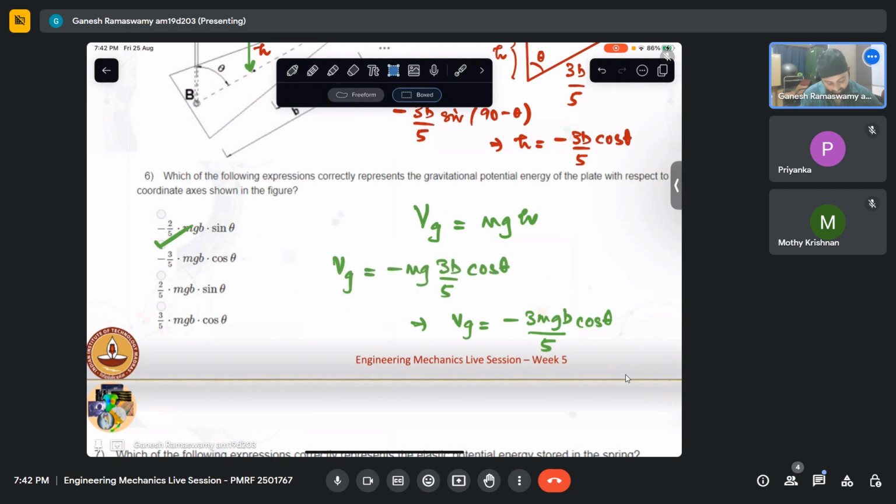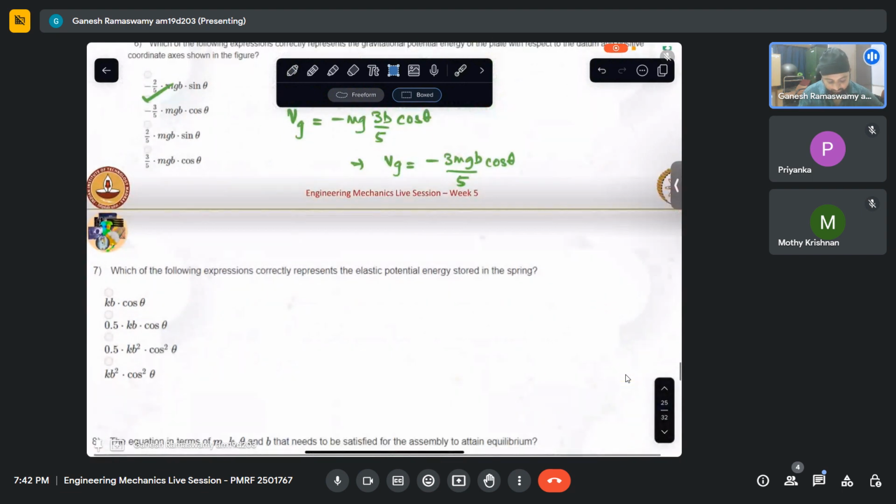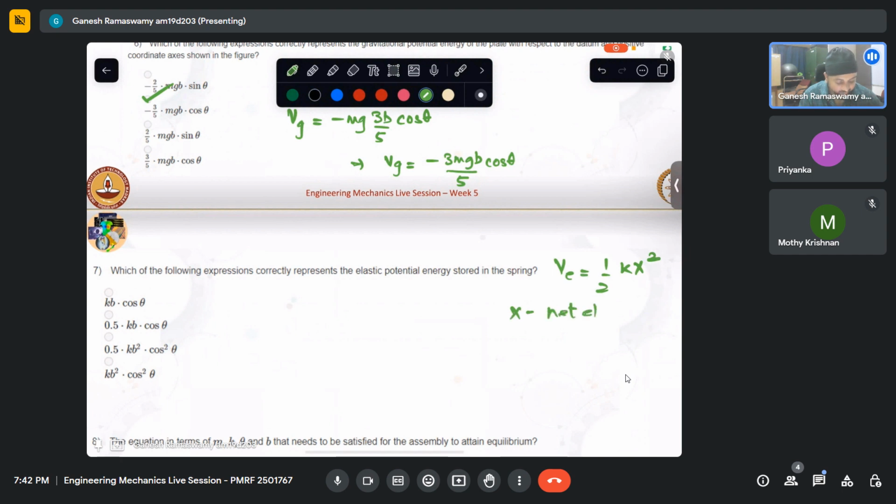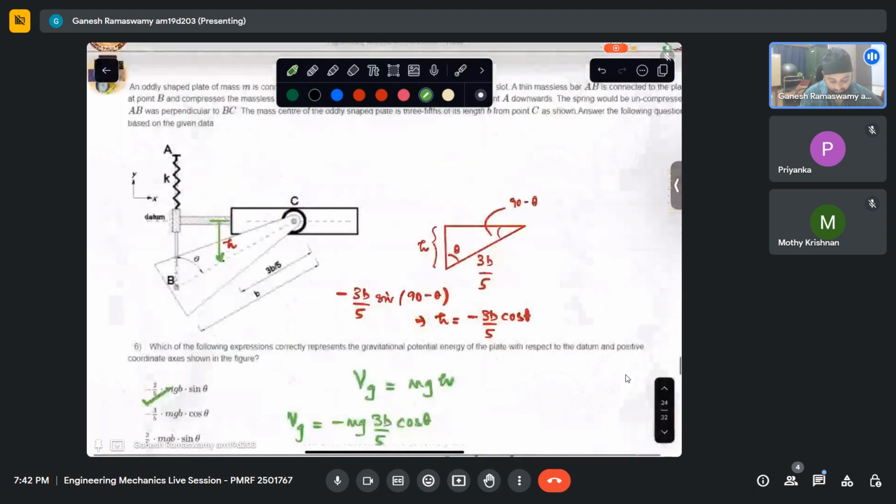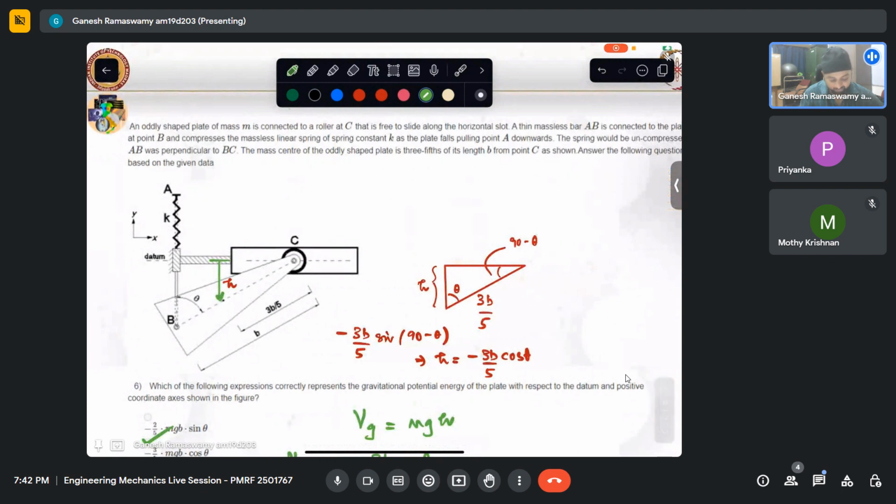Which of the following expression correctly represents the elastic potential energy in the spring? Now we saw what is elastic potential energy in a spring. It is given by half k x squared, where x is net elongation or compression. Now all we have to do is calculate what that would have been. In the original configuration, let me just add a page here.